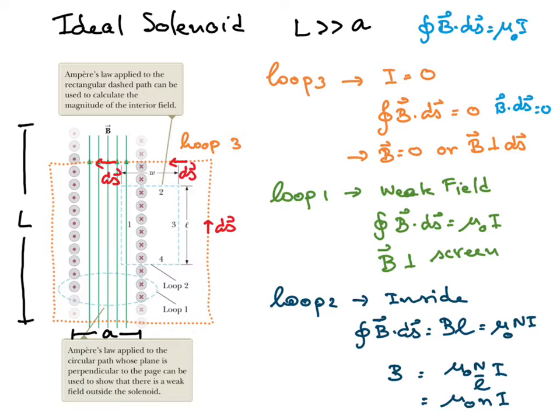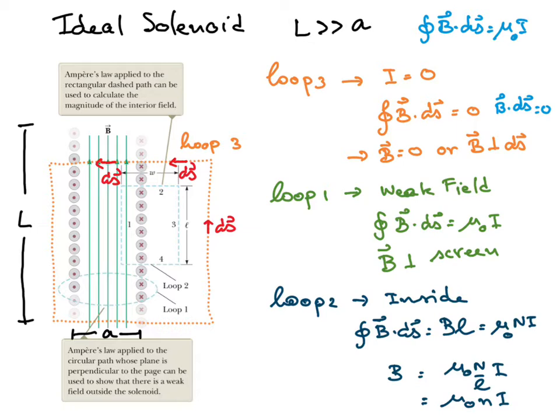So when we apply Ampere's Law to loop number 3, we have the result that B must be perpendicular to ds. Outside the solenoid, B must point in or out of the plane of the screen. Inside the solenoid, B can also point along the axis of the solenoid. Now, let's go to loop number 1.